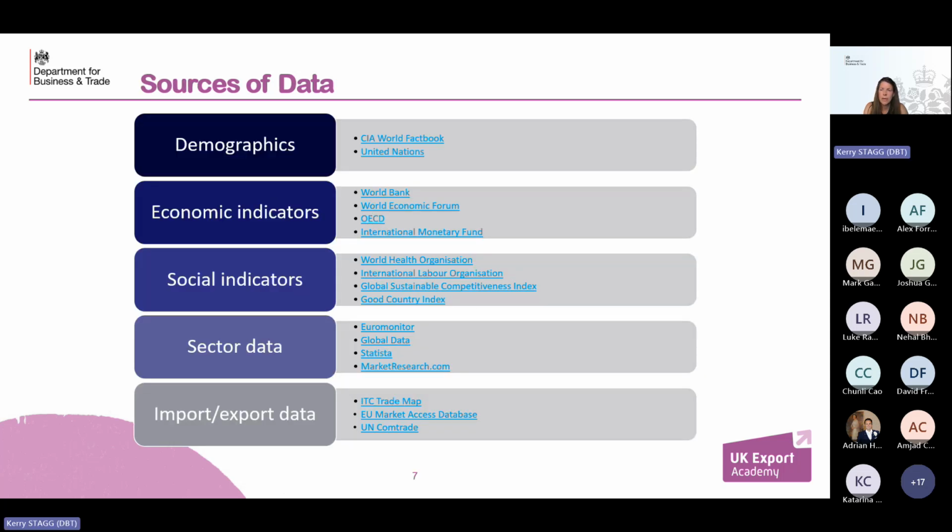In terms of sources, as I say, these are all links through to these sources of information within the document that you'll be sent.